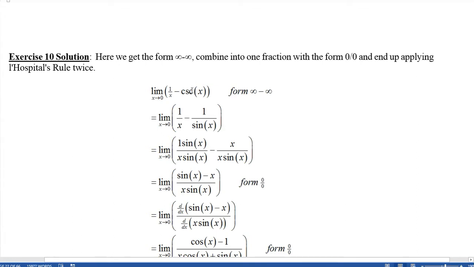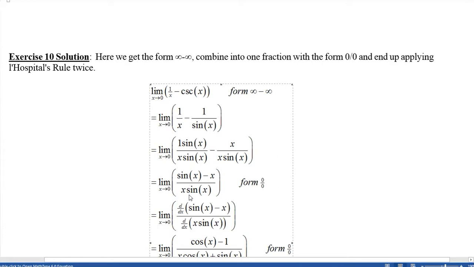Okay, so I decided to rewrite cosecant of x as just 1 over sine of x. Number one, I'd just rather deal with sines and cosines if possible. And then I want to get a common denominator here. So I need to multiply this first fraction by sine of x over sine of x, and the second one by x over x. Now we have a common denominator, so we can just add the numerators, which is just sine x minus x.